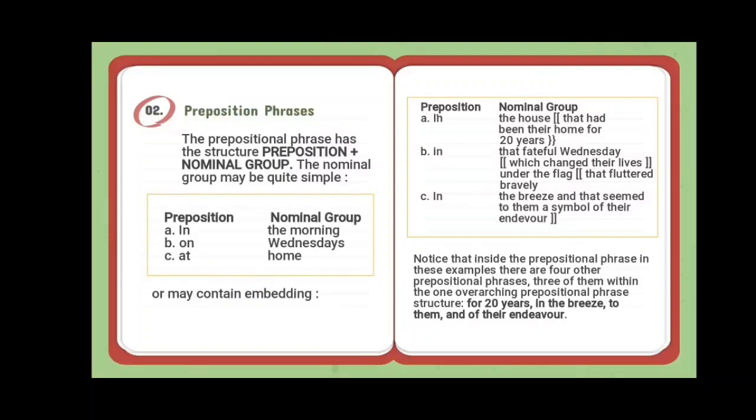Notice that inside the prepositional phrases in these examples, there are 4 other prepositional phrases, 3 of them within the one overarching prepositional phrase structure. For example, for 20 years, in the breeze, to them, and of their endeavor.